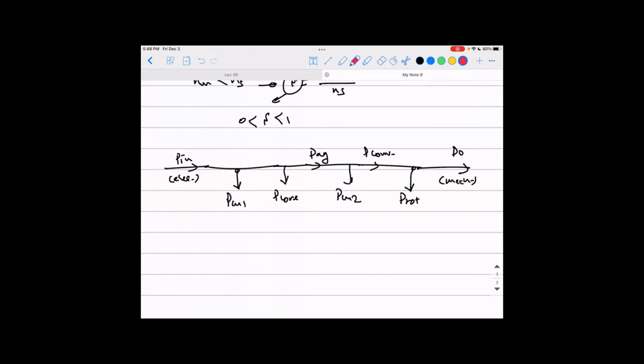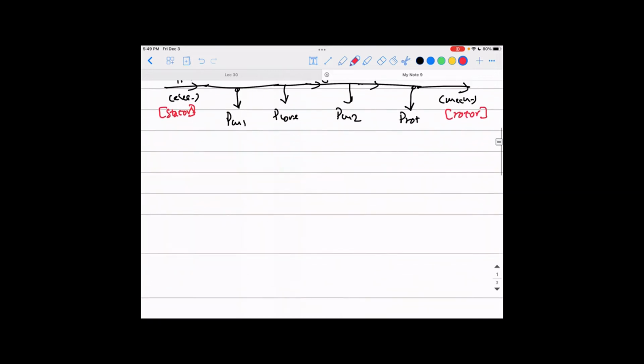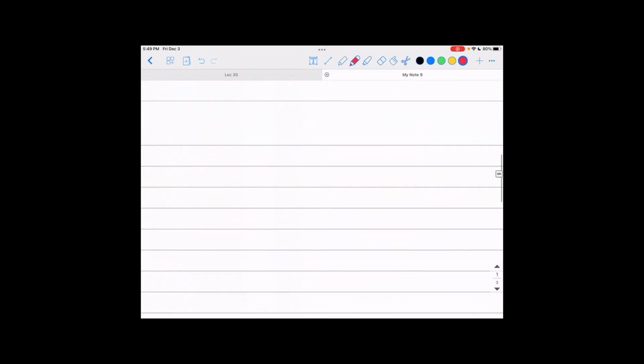The electric power goes to the stator side, and it is converted to mechanical power by rotating the rotor. Okay guys, so that is the motor mode. I'm just revising what we said last time, just to keep you on track.